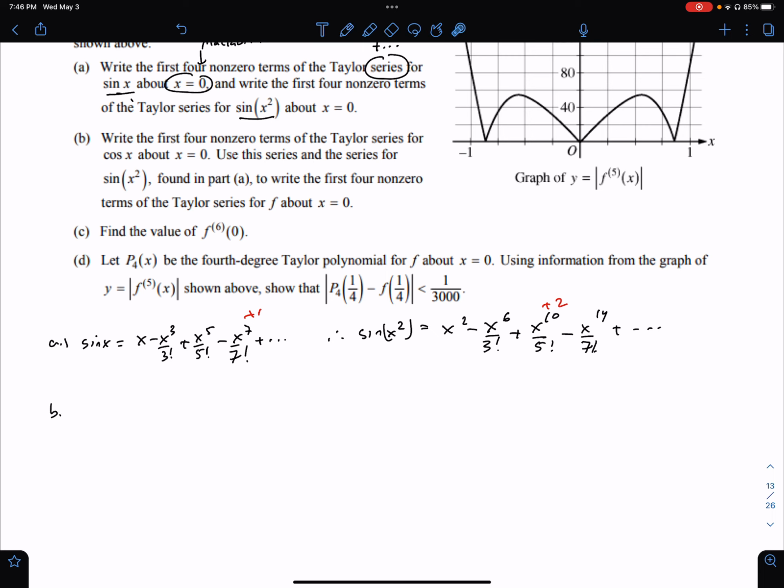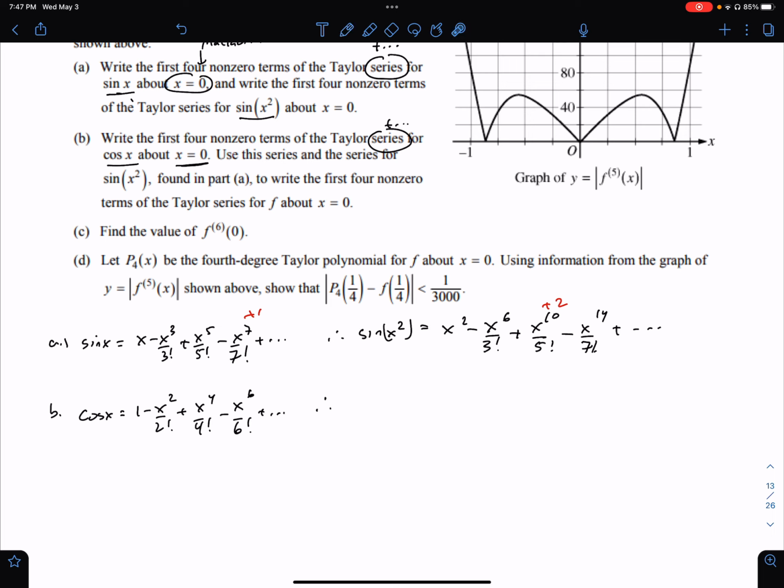Now for part B, it says, write the first four non-zero terms for the Taylor series. There's our word series again. So plus dot dot dot for cosine of x around x equals 0. So cosine of x at x equals 0, so it's a Maclaurin. So I'm going to go and do that. Cosine of x. Cosine's the even one, so it's 1 minus x squared over 2 factorial plus x to the 4th over 4 factorial minus x to the 6 over 6 factorial. I'm just writing out the Taylor series for cosine. And don't forget your plus dot dot dot.